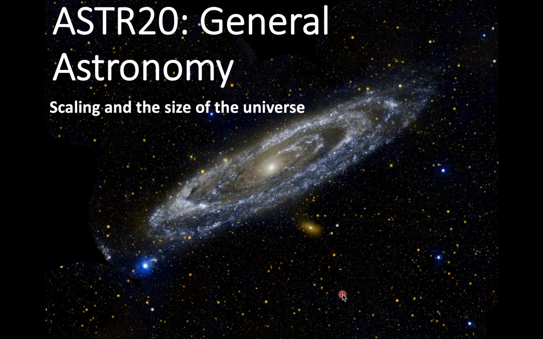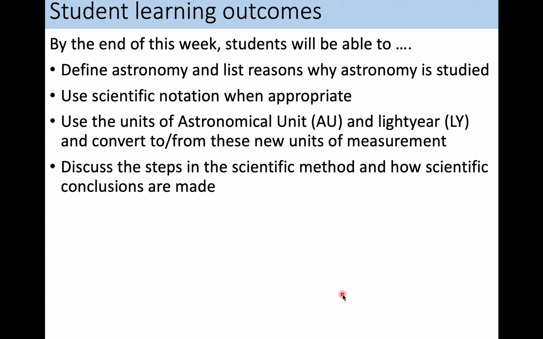Hi everyone. Today we're going to continue talking about scaling and the size of our universe and how we know. So for today, for this lecture, the outcomes are to define astronomy, understand why astronomy is studied, learn more about scientific notation, see it in use, learn about and be able to use the units of AU and light year, be able to convert to and from these measurements, and then to be able to discuss the steps in the scientific method and how scientific conclusions are made.